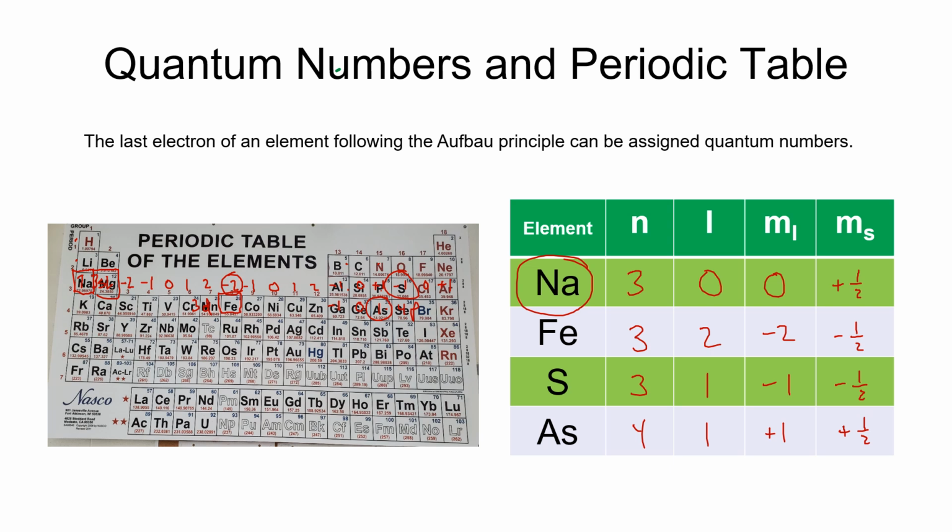So give that a try, and you might find it helpful rather than drawing out the entire orbital box diagram for the whole thing. You can do a shortcut with your periodic table.